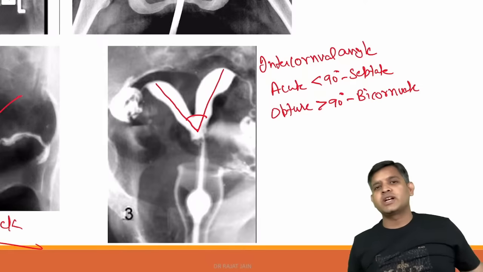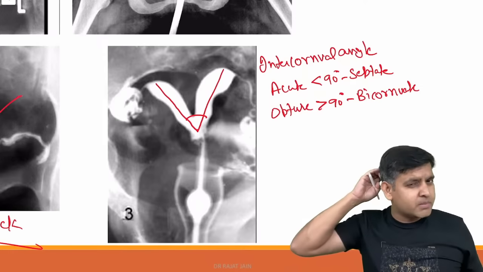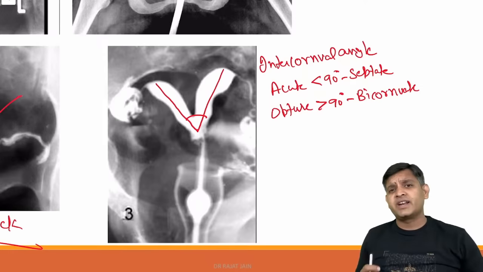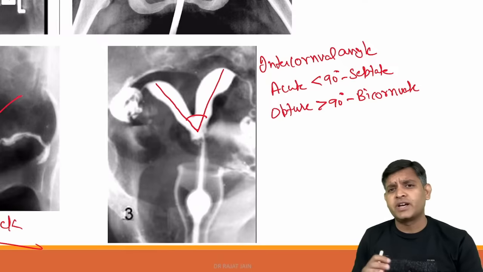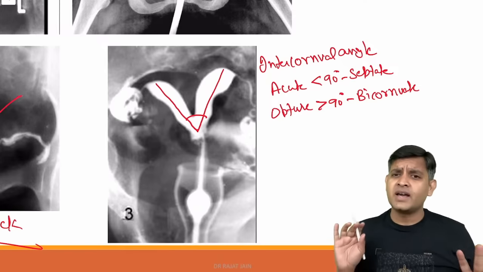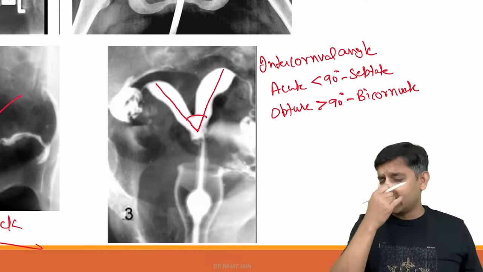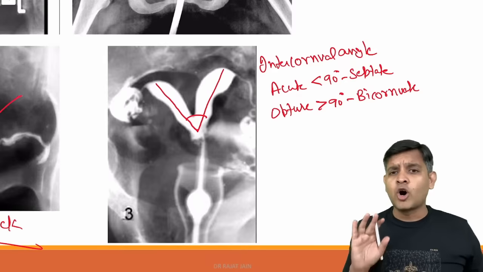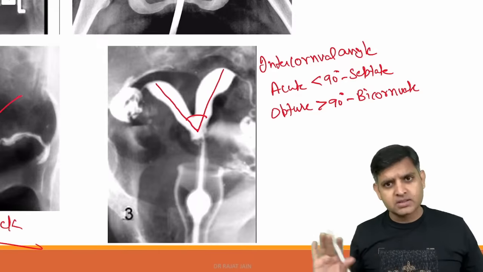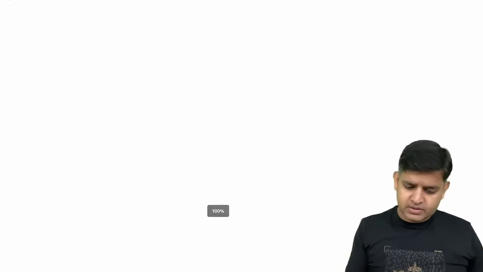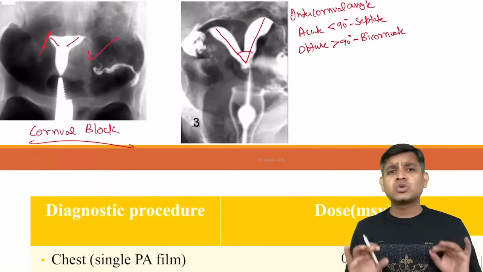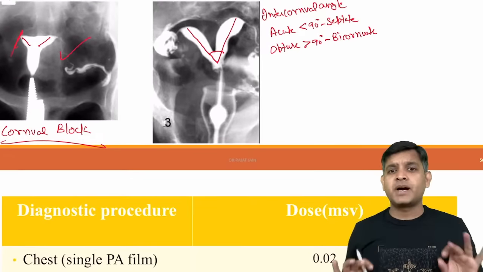Intercornual distance of 4 cm, more than 4 cm, 60 degrees, 70 degrees, 70 to 105 degrees, more than 5 degrees, don't remember these. Only one thing has to be remembered: if acute, it is septate; if obtuse, it is bicornuate. That's all, finished. So that's about the image part.